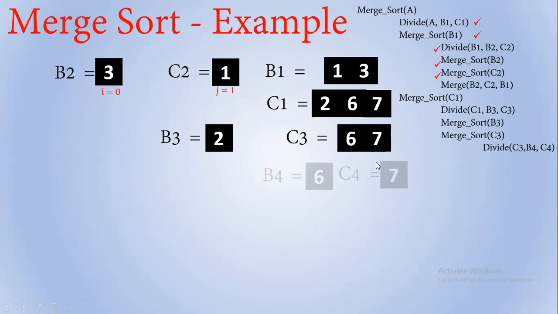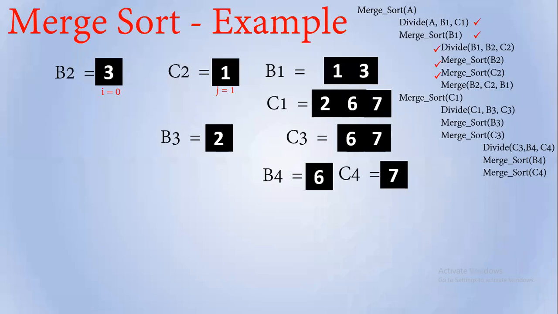Sorry, B4 equals 6, C4 equals 7. So again you have to call merge sort B4 and merge sort C4. But merge sort B4 will make no change as there is only one element, and merge sort C4 will also not make any change. So it will be as it is, as there is only one element, C4 equals 7. But at last, the merge operation, that means B4 and C4 will be combined again to form C3.